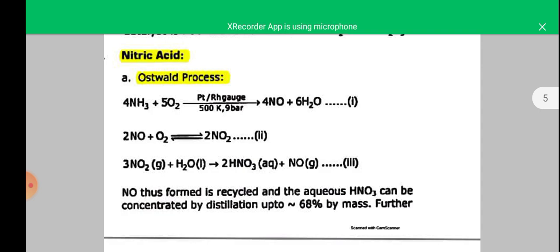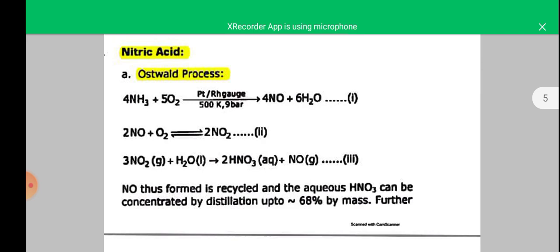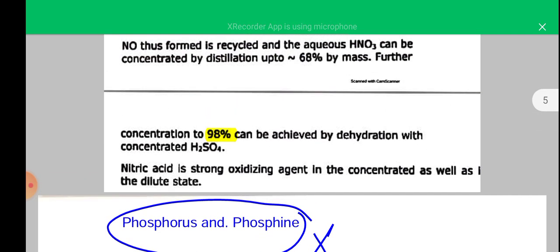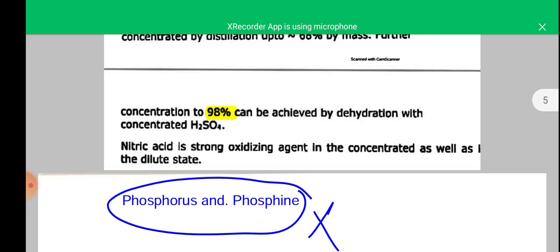In this reaction, first NO combines with oxygen to form NO2. One more preparation is given, the Ostwald process: NO + O2 gives NO2, and NO2 reacts with water to give HNO3 and NO. The NO thus formed is recycled, and the aqueous HNO3 can be concentrated by distillation up to 68% by mass, and further concentration to 98% can be achieved by dehydration with concentrated sulfuric acid. Nitric acid is a strong oxidizing agent.